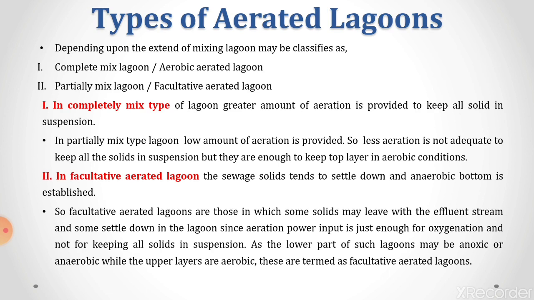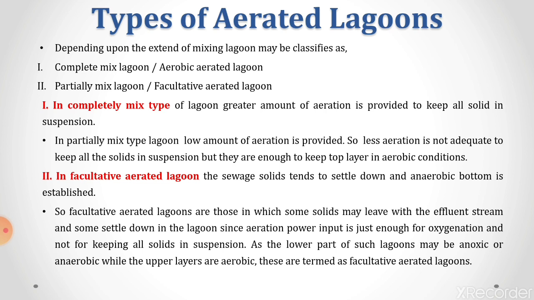There are different types of aerated lagoons. First is completely mixed or aerobic aerated lagoons and the partially mixed lagoon or the facultative aerated lagoon. So in completely mixed type of lagoon, greater amount of aeration is required to keep all the solid in suspension. In partially mixed type lagoons, a low amount of aeration is provided, so the aeration is not adequate to keep all the solid in suspension, but it is enough to keep the top layer in aerobic condition.